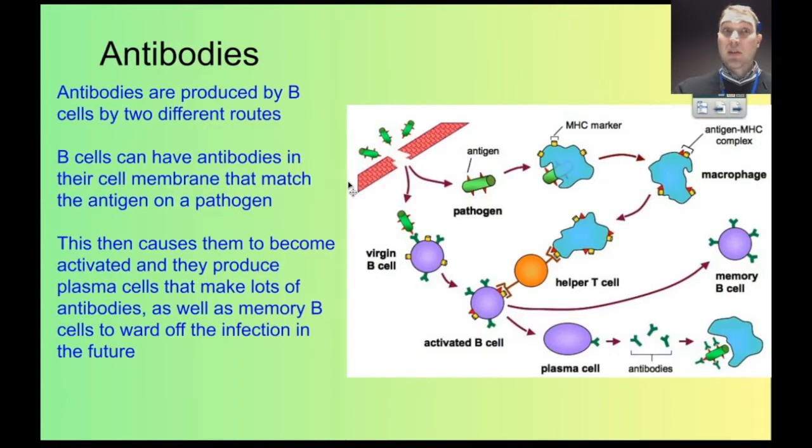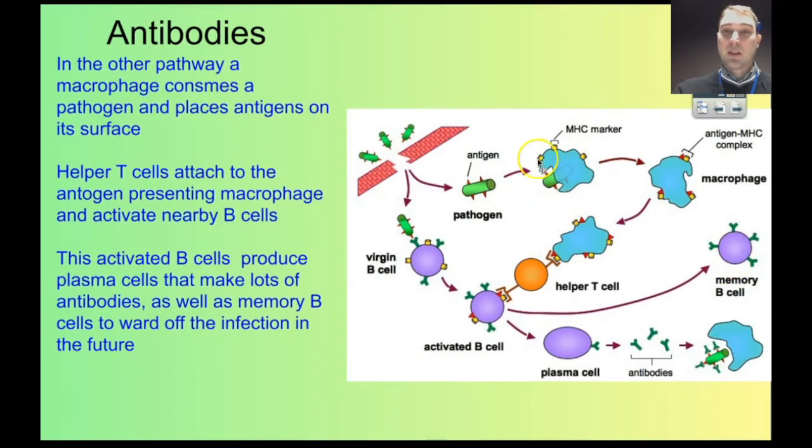So I'm just going to quickly go through how antibodies are produced. There are two different routes. In one route you have B cells that already have antibodies on the cell membrane. If they bond with the antigen on the pathogen, that means they become activated. When they become activated, they produce plasma cells, which produce more of the antibodies that match the antigen, and they also produce memory B cells, which are ready to remember the infection.